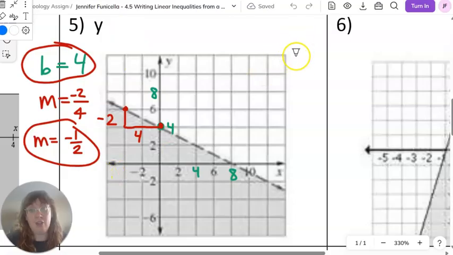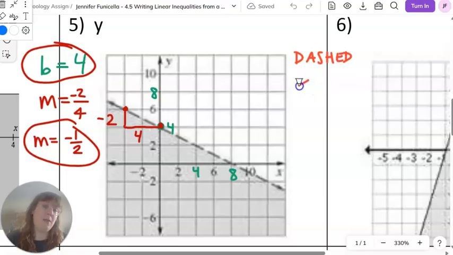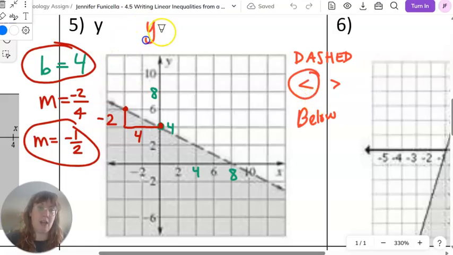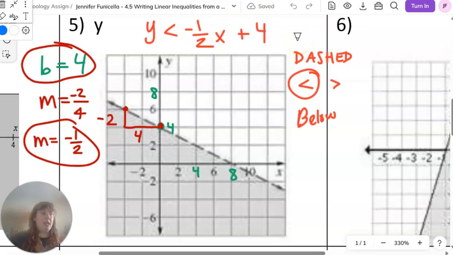It is dashed. So because it's dashed, it is either going to be less than or greater than. There's not going to be a line underneath. And this is definitely shaded below, so it'll be less than. So we have y is less than -1/2 x plus 4. Plugging it into our slope-intercept form. Push over to question 6 when you're ready.